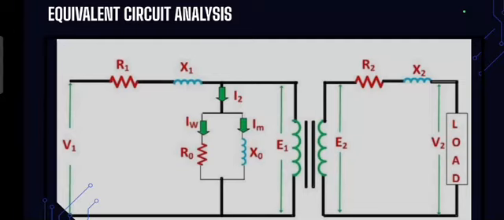Magnetizing branch. It includes a parallel combination of core loss resistance, which accounts for core losses like hysteresis and eddy currents, and magnetizing reactance, which represents the energy required to establish the magnetic field inside the core.